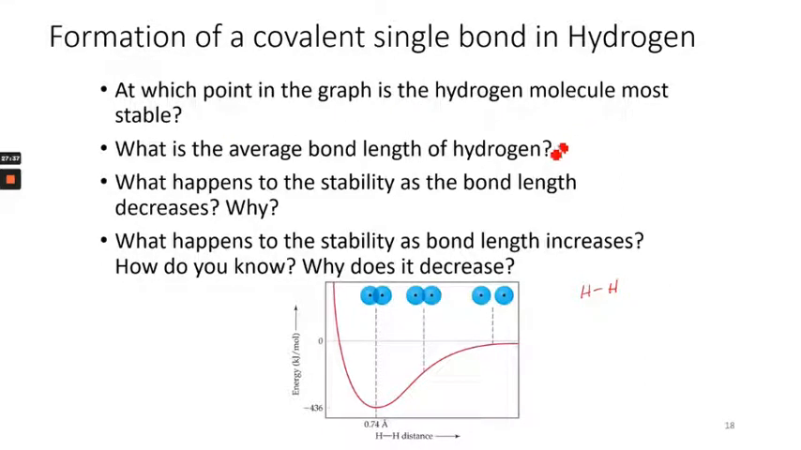At which point in the graph is the hydrogen molecule most stable? That would be right here, the lowest point, the lowest energy. Most stable. What is the average bond length of hydrogen? Well, that would be 0.74 angstroms right here. What happens to the stability as the bond length decreases? So if I tried to push my atoms closer together, what happens to the stability here? It becomes unstable.